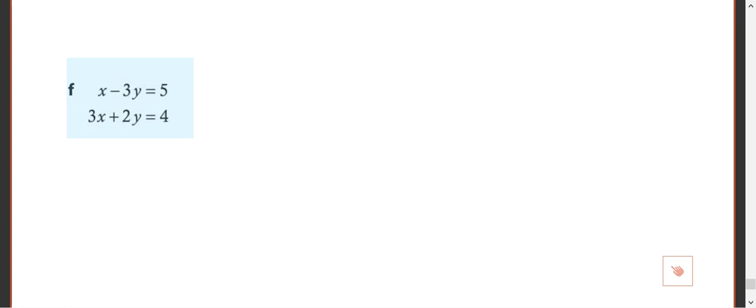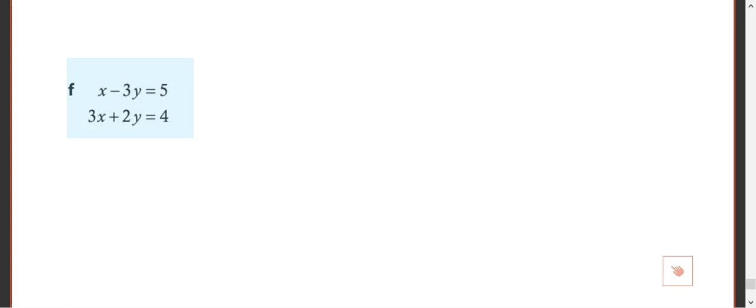Elimination or substitution? Why substitution? Probably substitution, because there's one x. I can look at that and go, that's a super easy substitution, isn't it? x equals 3y plus 5, chuck it in, done. There's no multiplying each one.